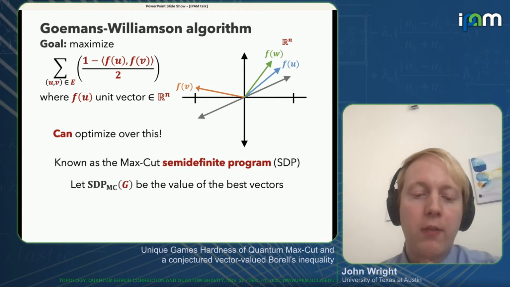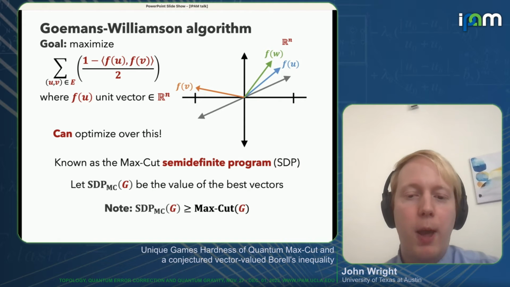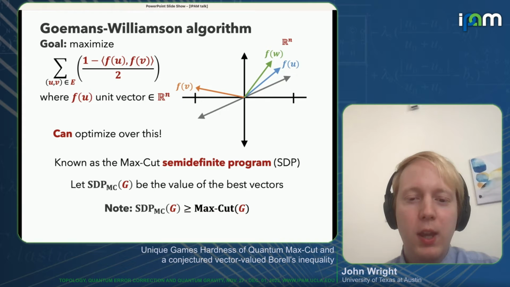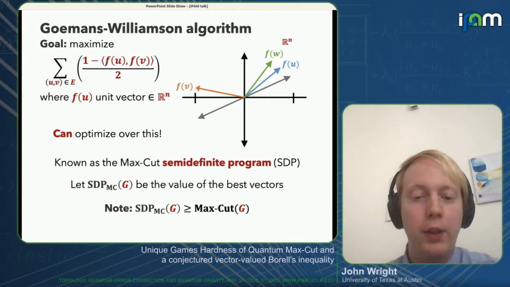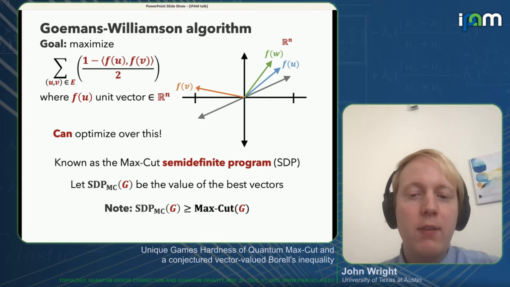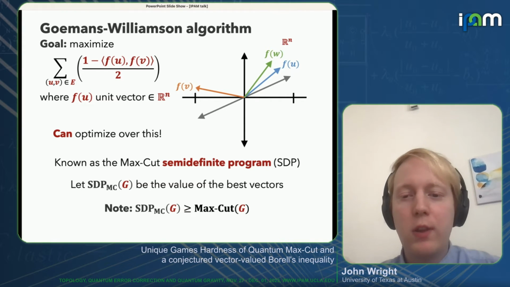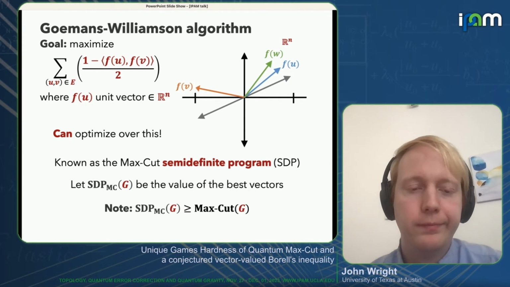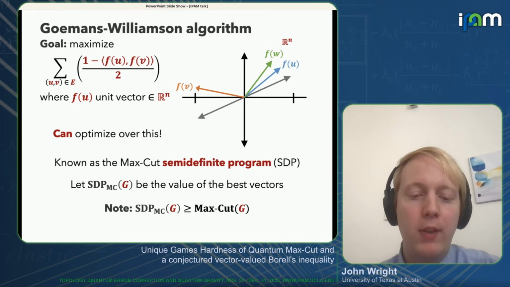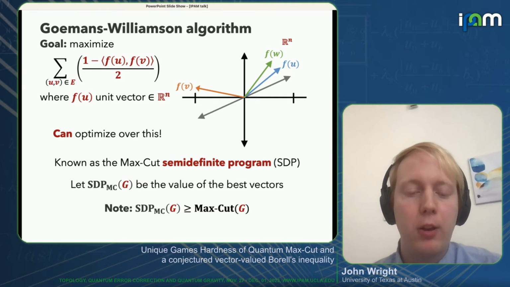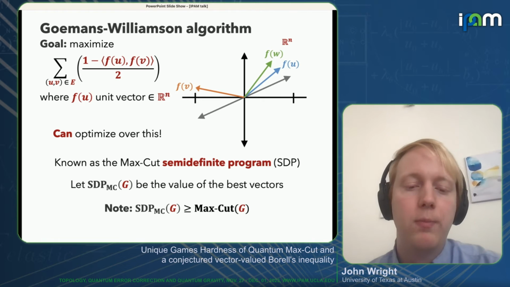So let me write SDP sub max cut to be the value of the best vectors. And note that the value of the best vectors is always at least the value of the maximum cut in G. Why is that? Well, the maximum cut in G always corresponds to vectors that only point right and left. But maybe I can get an even better value by using these more general vectors. And this is what it means for the SDP to be a relaxation of maximum cut. It's always bigger than the max cut value.